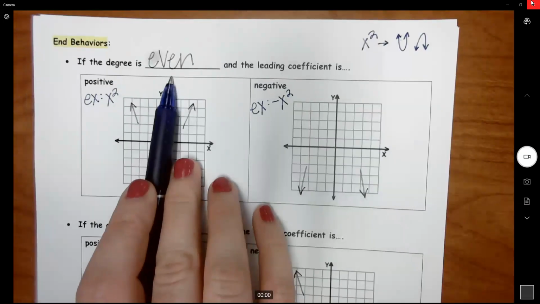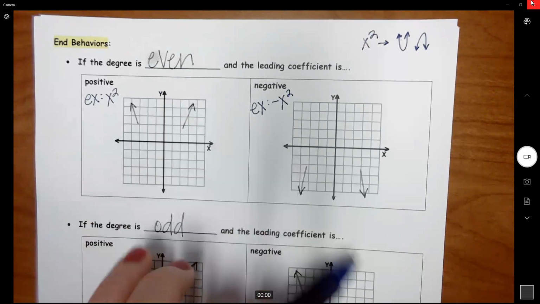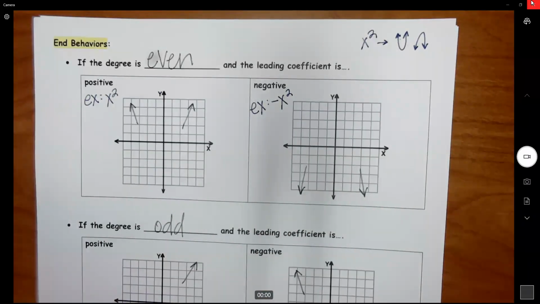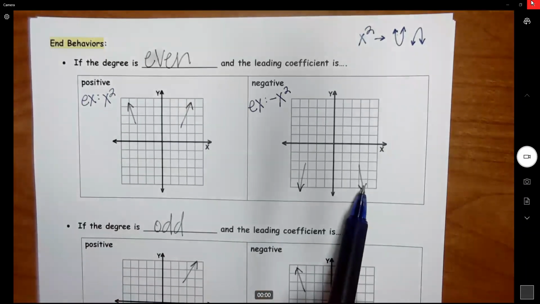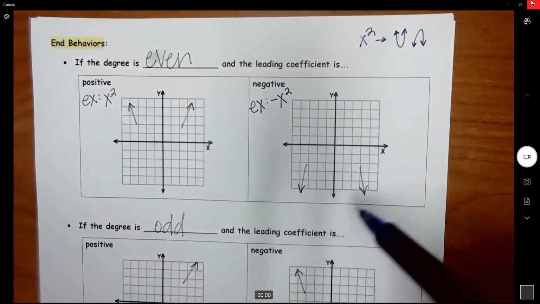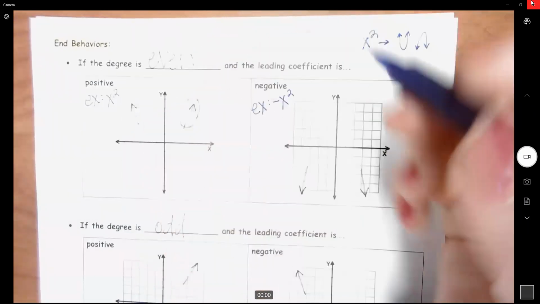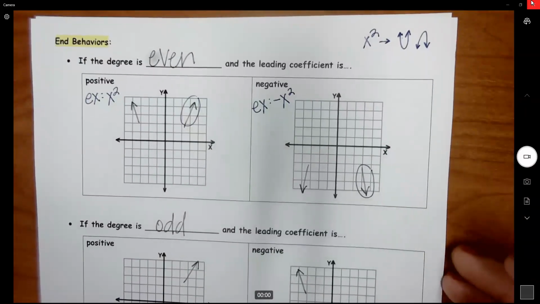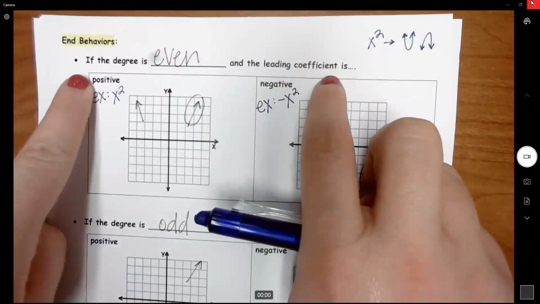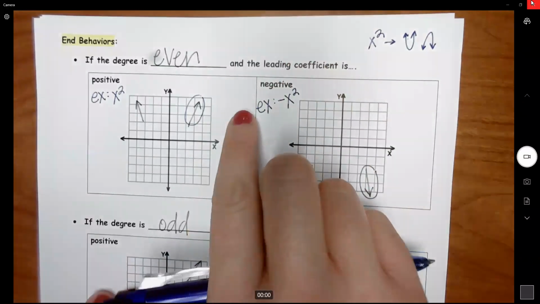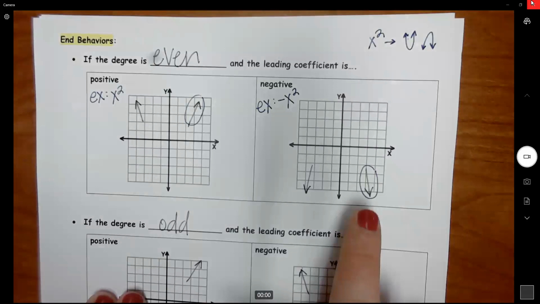So if it is even, they're going to end and start in the same direction. To determine if it ends up or ends down, you're looking at the leading coefficient. If the leading coefficient is positive, it ends up. If the leading coefficient is negative, it ends down.